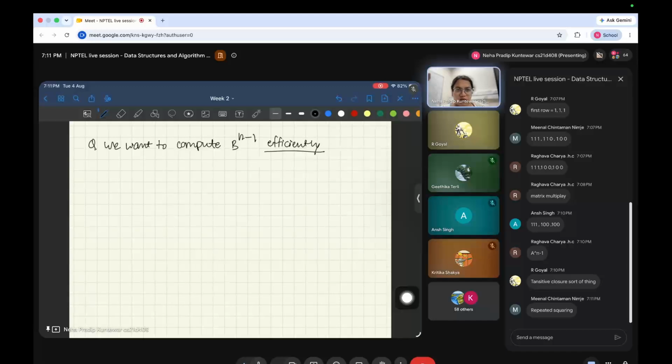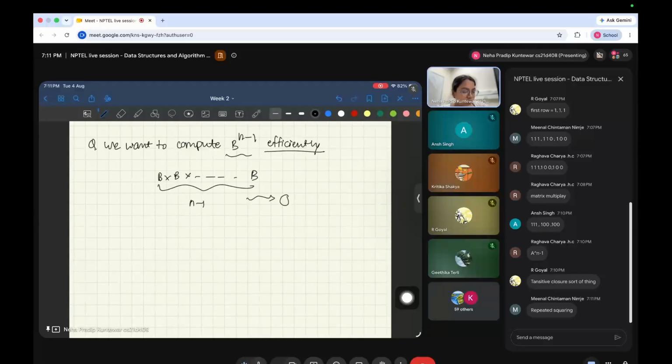As Minal points out, so in the previous case, what did we do? Instead of multiplying this n minus 1 times, which takes order n steps, what we did was we did repeated squaring. So what we did was we first compute b square, then you compute b to the 4, then you compute b to the 8, b to the 16, and so on. Okay, and you jump to the nearest power of 2.